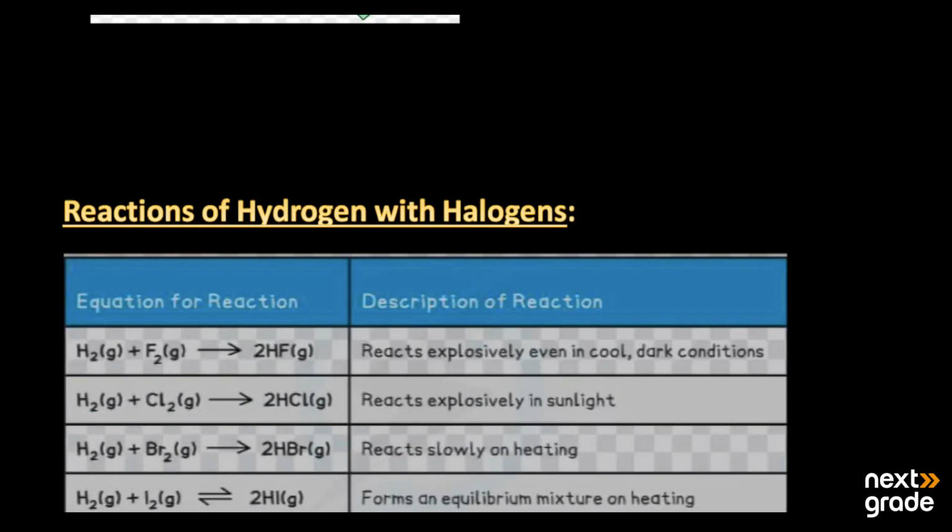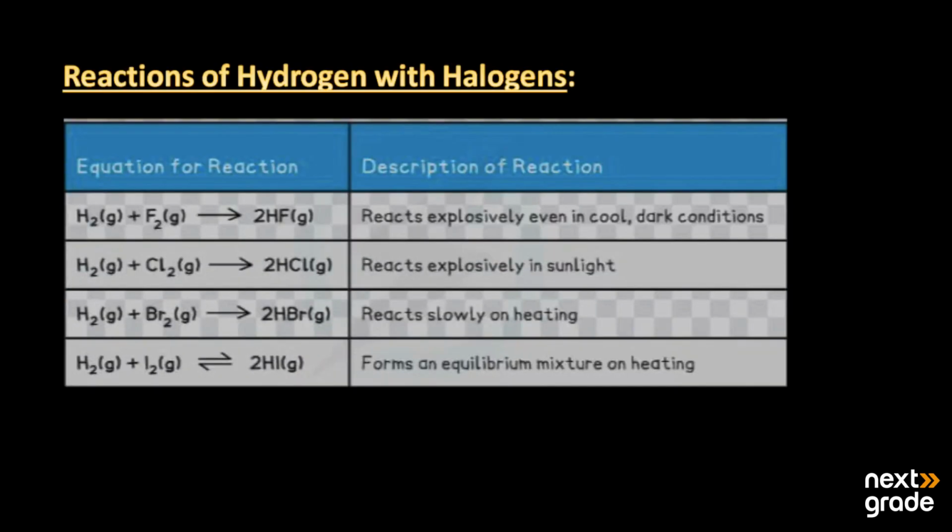After this, we have some reactions of hydrogen with the halogens. The first reaction is hydrogen reacting with fluorine to produce hydrogen fluoride. That reaction can happen explosively even in cool and dark conditions. This reaction is very fast and does not require any outside assistance. The second reaction is between hydrogen and chlorine, forming hydrochloric acid, HCl, which reacts explosively in the presence of sunlight. So sunlight is required for this process.